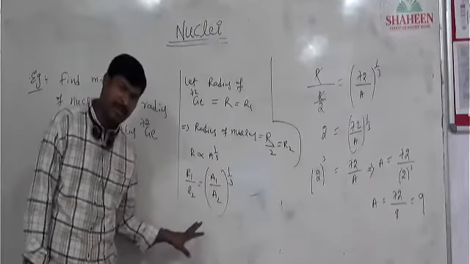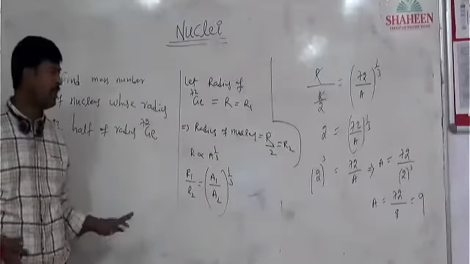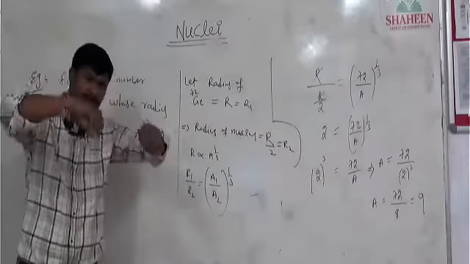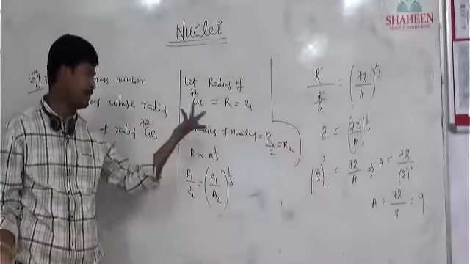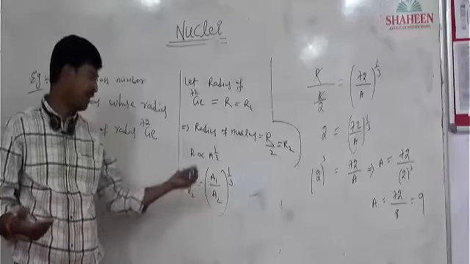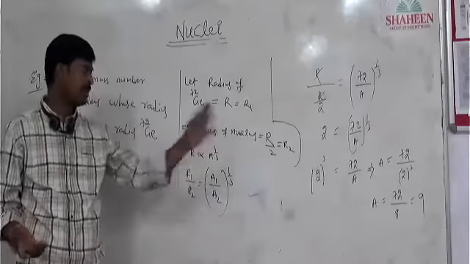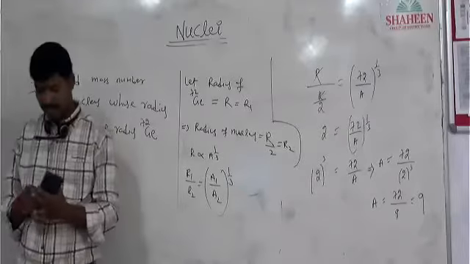Is the question clear, everyone? Any doubt? Simple only. The radius of that nucleus is half of the radius of germanium. So what will be its mass number? Because the mass number of germanium is given. If you take the radius ratio, the ratio of mass numbers will come. So that is substituted there. Any doubt, students?